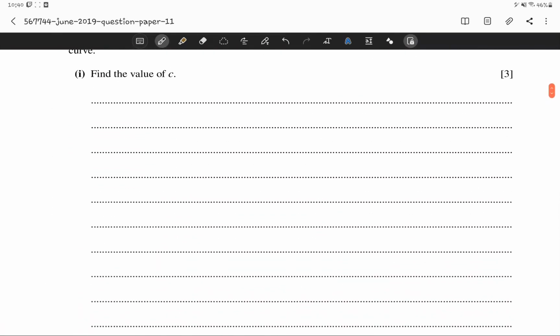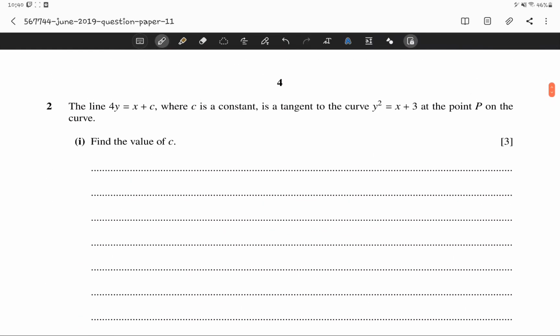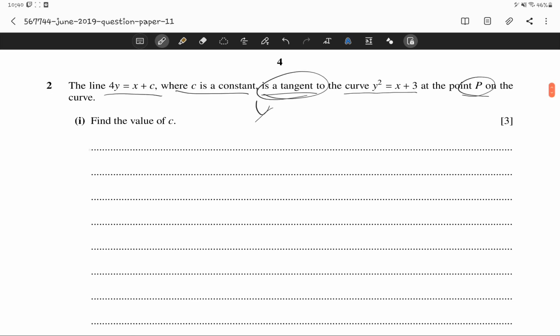Well, I hope so. The line, this one, where it says c is a constant, is a tangent. I don't know what this means. Curve at point P. You know, I'm guessing that for them to make this question, it would have to be touching at one point. So let's solve it like that.